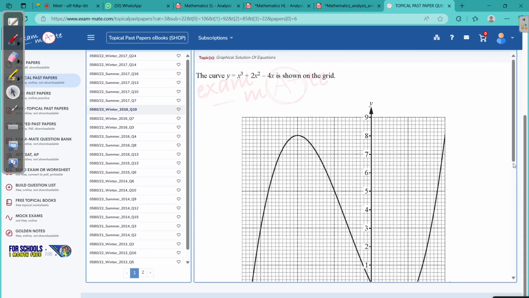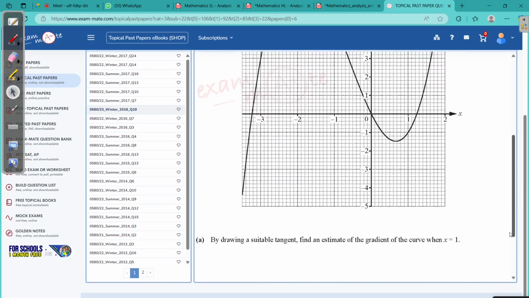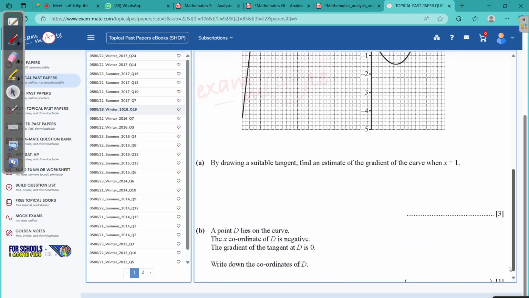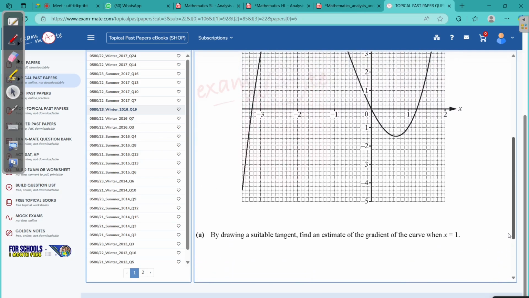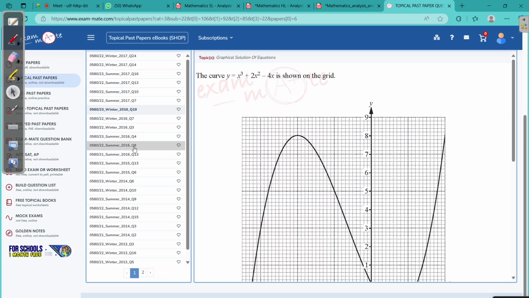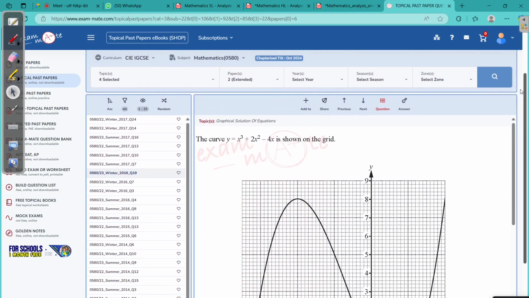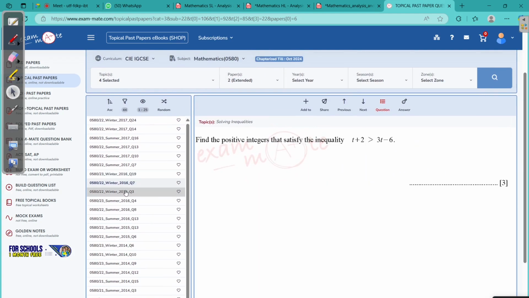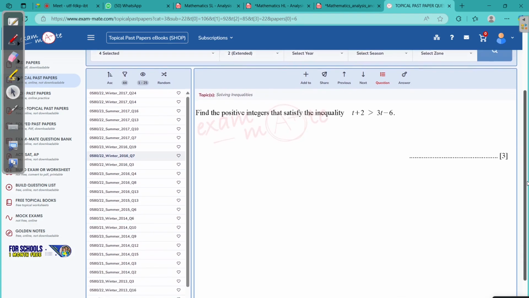We will solve this question. This is a quadratic graph. It's talking about tangents, and the graph is not coming. Please see, I think you can easily solve these questions, right?